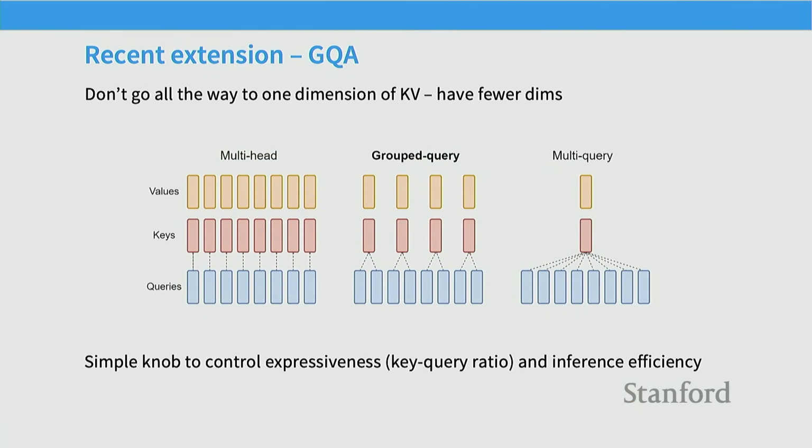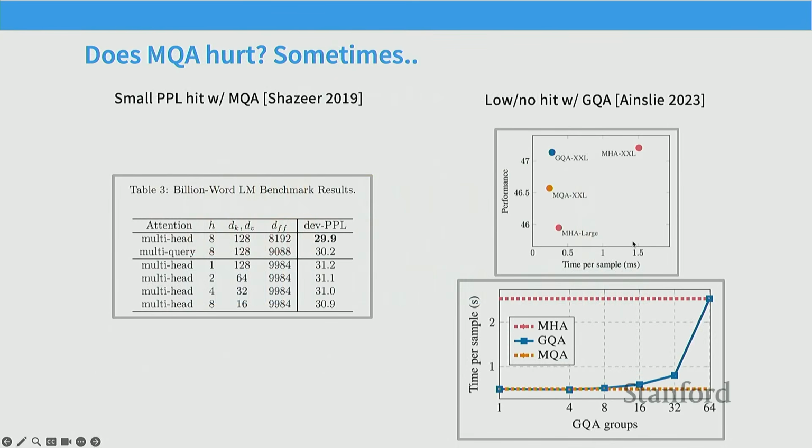GQA, or group query attention, changes this slightly. Instead of having multiple queries and a single key, you can reduce the number of keys by some multiple, and this will let you trade off between the inference time behaviors and the expressiveness of the model, because maybe going from multi-head all the way to multi-query is a little bit too aggressive. Some works show that GQA doesn't hurt, but multi-head attention hurts. I'm not going to get into that.